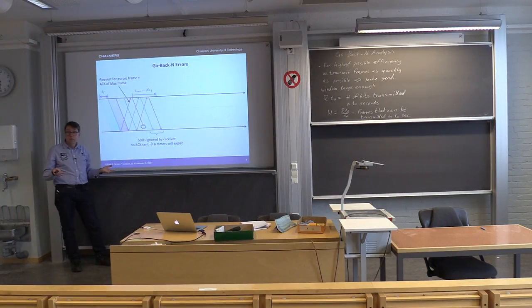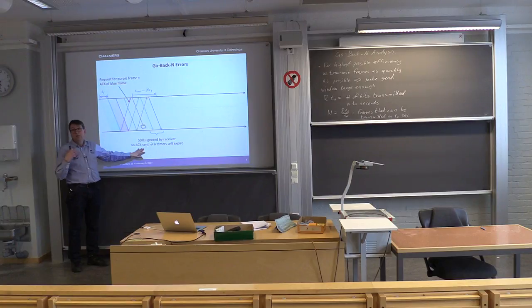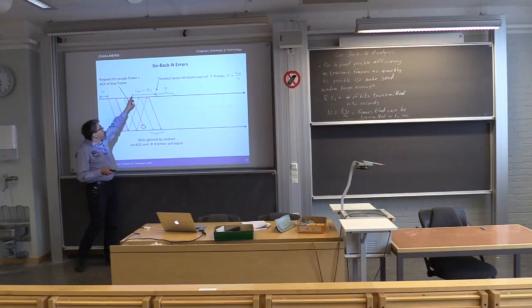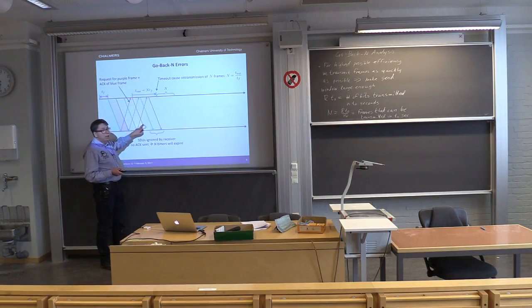So what does the receiver do? The receiver ignores them, throws them away. These look like nice frames, error-free, wrong sequence number. What can I do? I throw them away. Okay. So what happens here is that after the timeout, the transmitter says, oh no, I did not get an acknowledgement for this frame. I need to retransmit that frame.